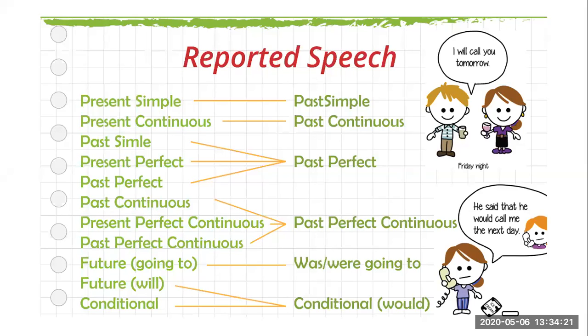Similarly, go to future. Future going to becomes was going to or were going to, plural or singular case. And future will or conditional, they become would. All right. So look at the picture also. I will call you tomorrow, Friday night. Then reported, he said that he would call me the next day. That means next day is a Friday night there. Okay. Now let's go to next.